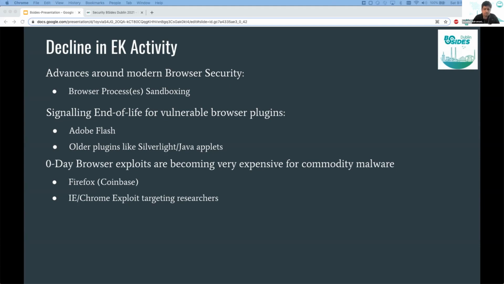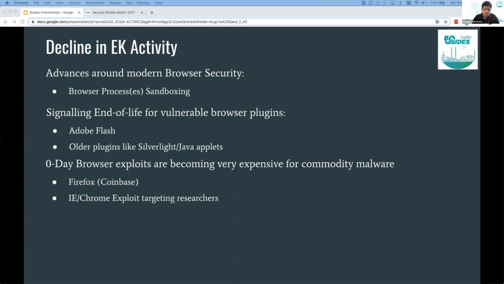That said, there is evidence of browser 0 days being used by more sophisticated actors like APT and the nation state groups. A couple of examples. There was an off-the-record talk by the Coinbase incident response team in B-Sides SF 2020, where they spoke about responding to Firefox 0 days in the wild. And more recently, there was another campaign that was targeting the security researcher community by leveraging IE and Chrome exploit chained with some other Windows vulnerabilities.